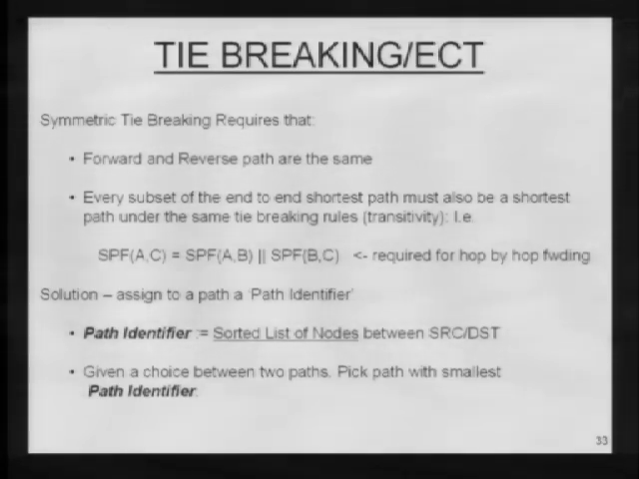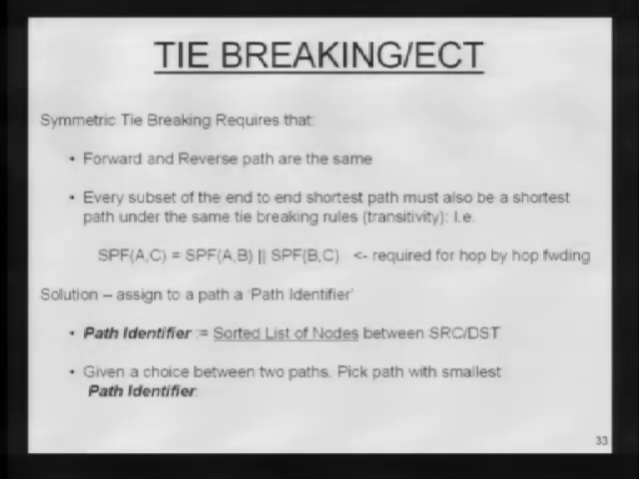Now, in order to compute these symmetric shortest paths, what we do is we have a unique identifier network-wide that identifies a path. That unique identifier, we refer to it as a path identifier. And this is actually not how the algorithm works internally. This is a way of thinking about it. And a path identifier is essentially just a sorted list of the nodes between the source and the destination, not including actually the source and the destination.